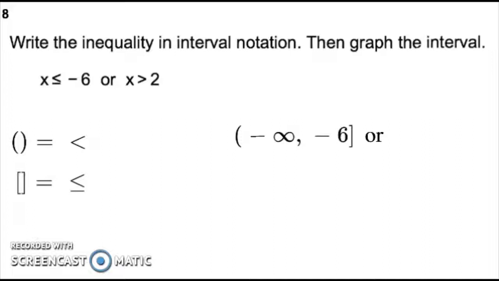On the other side, we are starting at 2 and going to the right forever. It says it's greater than 2, so we start at 2. Since there's no line under it, it'll be a parenthesis. And then we're going to the right forever, so it'll be a positive infinity. And there's always a parenthesis on the infinity. So then this will be my interval. So let's go back and graph it.